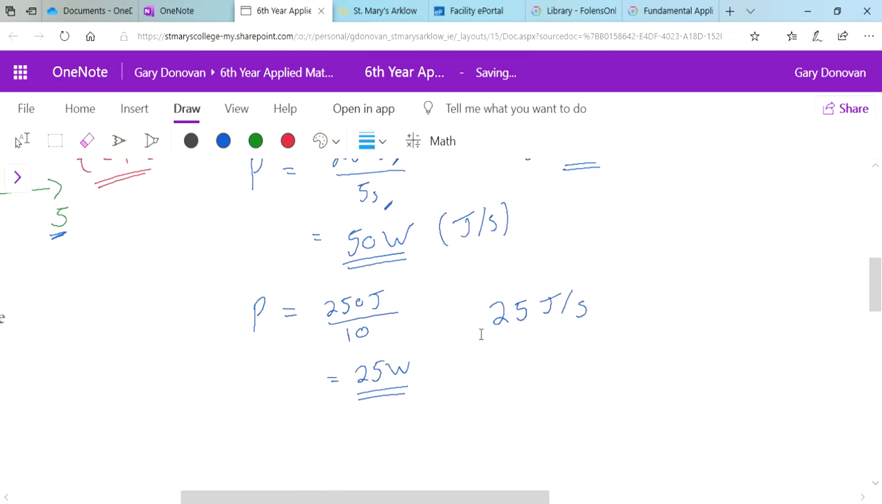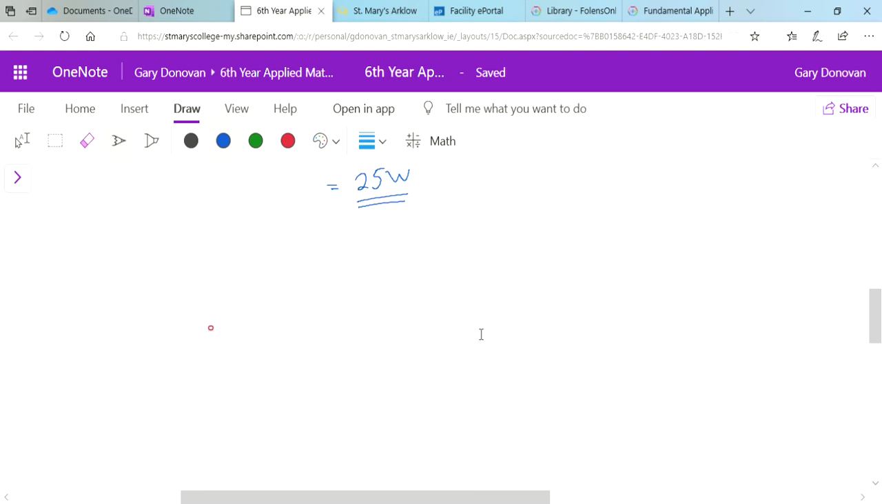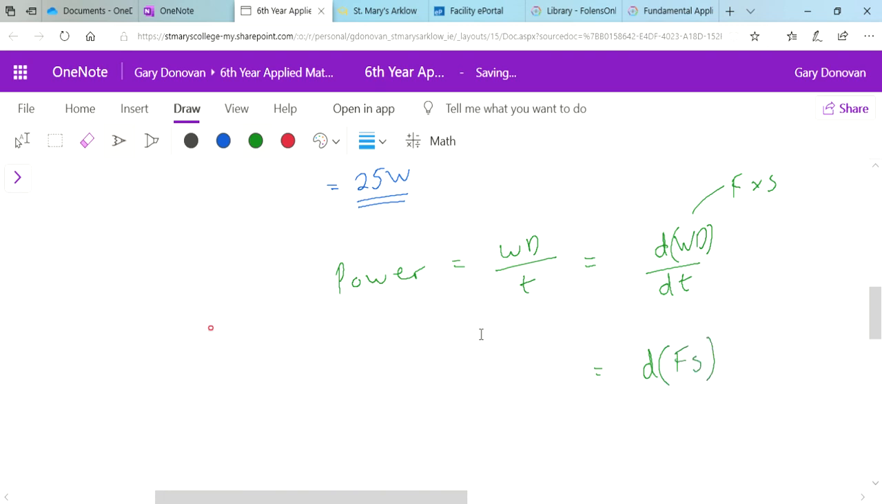So where does this come into differential equations? Now I'll do an example in a minute, but first of all you have to see how this applies to our differential equations. We know that power is work done over time. Now that's the same as the change in work over the change in time, or dW/dt, for work done. Now we have an equation for work done, and that equation is force times distance. So this is the same as the change in force times distance all over the change in time.